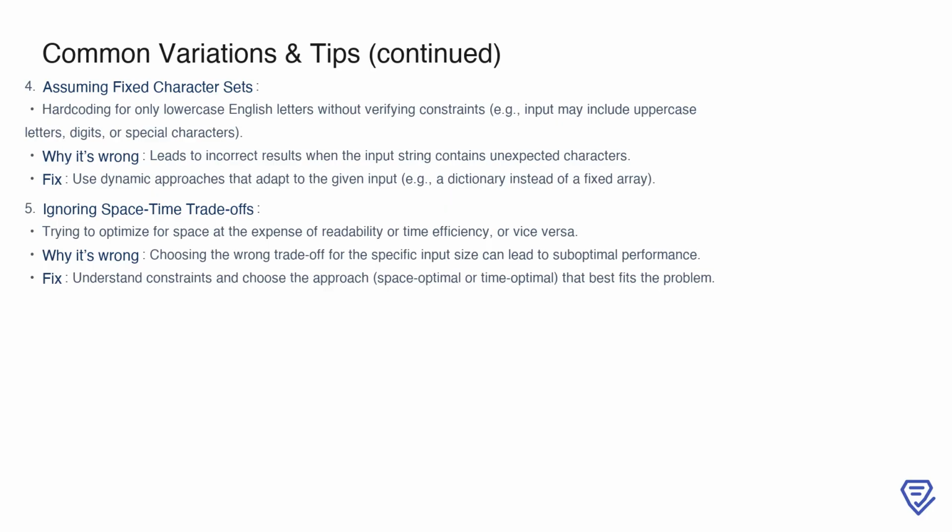Additionally, ignoring space-time trade-offs is a common pitfall. For instance, optimizing for space at the cost of readability or time efficiency can backfire, especially if the input size doesn't justify the trade-off. The key is to understand the problem constraints and select the approach that aligns with the input size and requirements. Whether you prioritize space or time depends on the specific context of the problem.